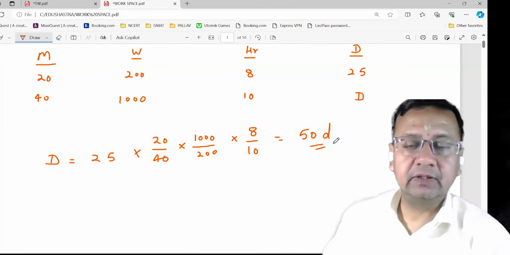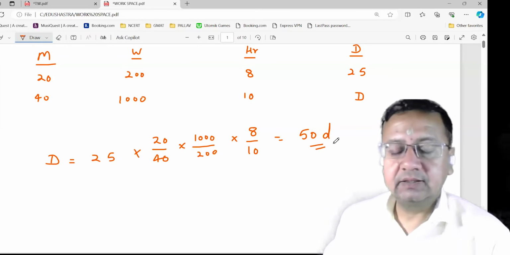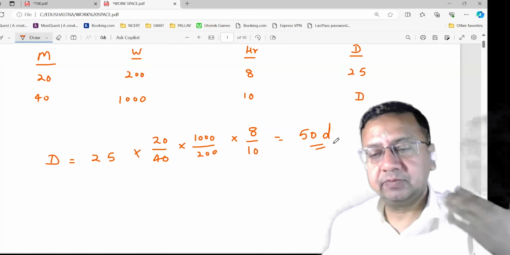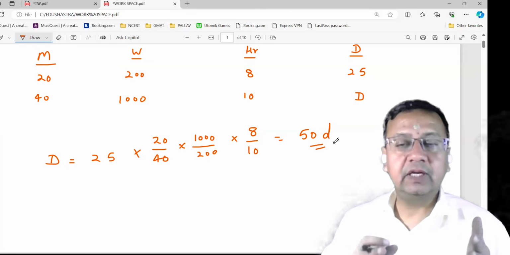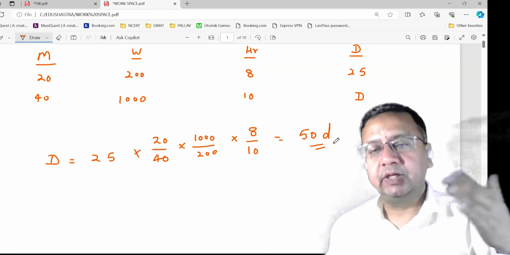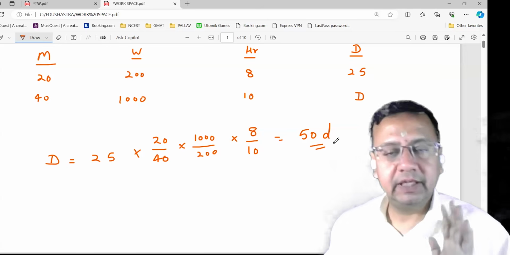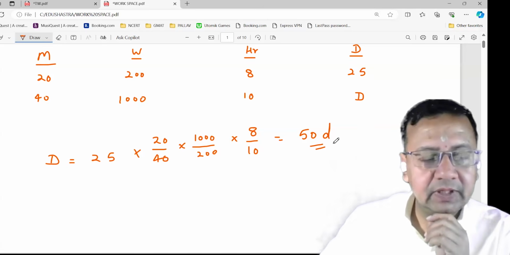So this is the concept of proportionality. Rather than putting it into the formula, I suggest everyone use the concept of proportionality so that you feel comfortable about which variable will increase and which will decrease.